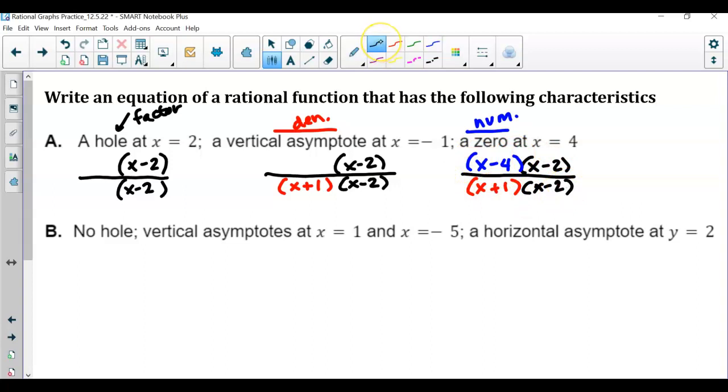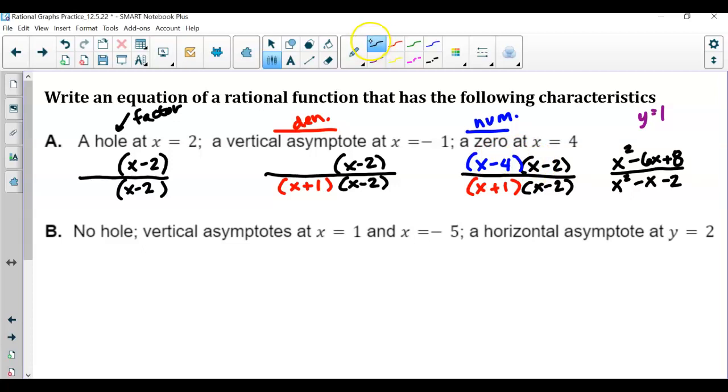Now, if you wanted to also see how this looked as a quadratic, you again do the box method, and you would see how this would end up as x squared minus 6x plus 8 over x squared minus x minus 2. Now, we could also tell too, right, that we have a horizontal asymptote at y is equal to 1 because they both ended up being a quadratic from multiplying out by box method or FOIL. Go ahead and pause the video and try this one on your own, the B.